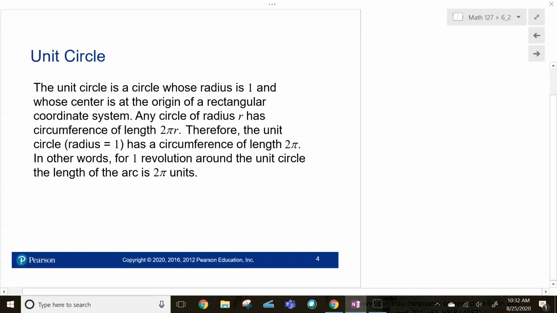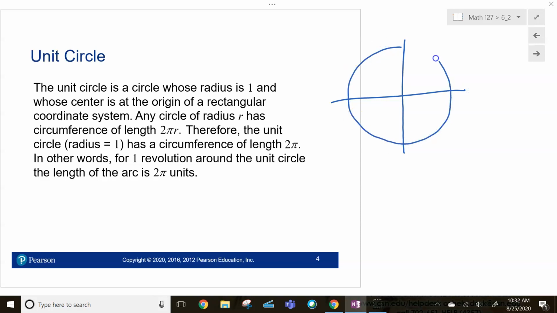So the unit circle is just a circle with radius of 1. Okay, so our radius is 1. Which means since our circumference is 2 pi r, if r is 1, then the circumference is 2 pi for this unit circle, approximately 6.28. So what we're going to do is define the 6 trig functions using a projection.